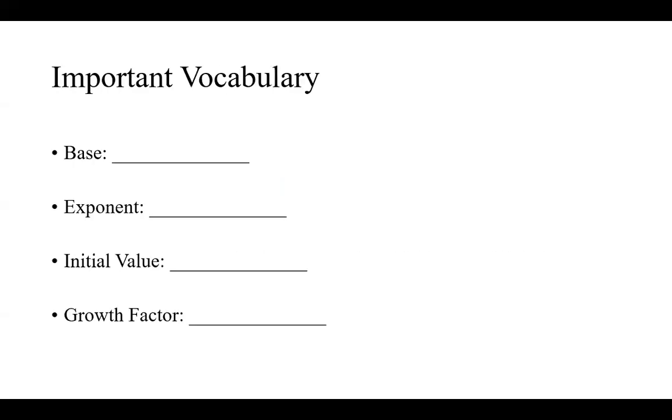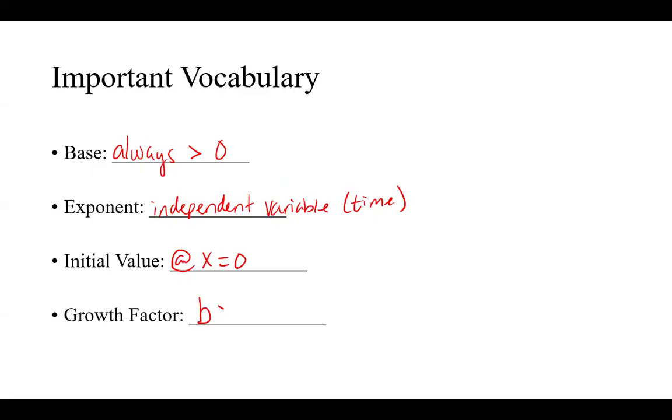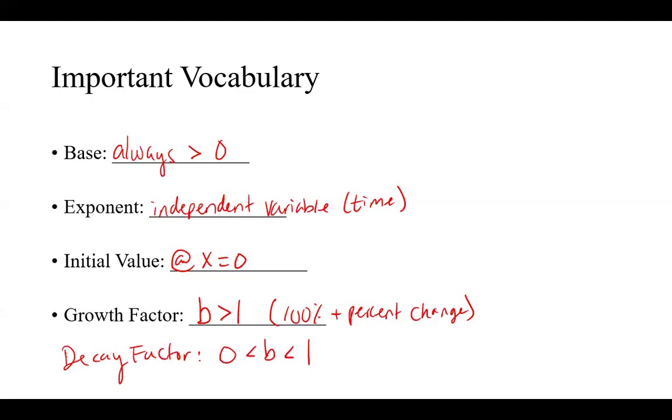But before we start creating, we're going to talk about key things that have to be true. Your base has to always be greater than 0. Your exponent is your independent variable, which is typically going to be your time. Your initial value is going to be your value at x equals 0. Your growth factor is when your b is greater than 1, so it's 100% plus your percent change. Your decay factor means b is between 0 and 1. These are things that we should have left 3A.1 being fairly confident about.